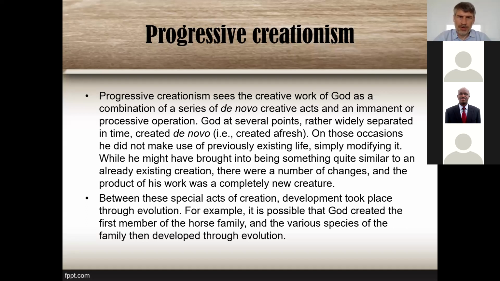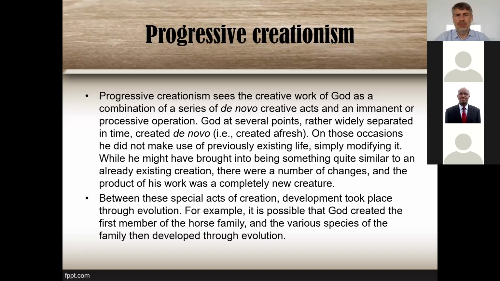So progressive creationism sees the creative work of God as a combination of a series of de novo creative acts and an immanent or processive operation. God, at several points, rather widely separated in time, created de novo, created afresh. On those occasions, he did not make use of previous existing life, simply modifying it, while he might have brought into being something quite similar to an already existing creation. There were a number of changes, and the product of his work was a completely new creature. Between these special acts of creation, development took place through evolution. For example, it is possible that God created the first members of the horse family, and the various species of the family then developed through evolution.